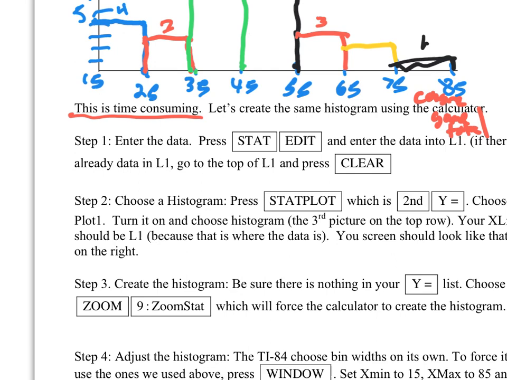But wait. If I hit trace, whoop, wrong one. Can't see it, that's why. Trace. Oh, look at that. 15 to 25, there was only 4. 25, and the right endpoint was 35, there was 3. So we were right. There's my 13.